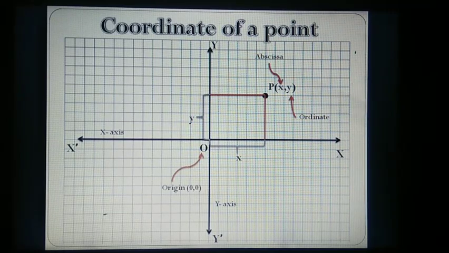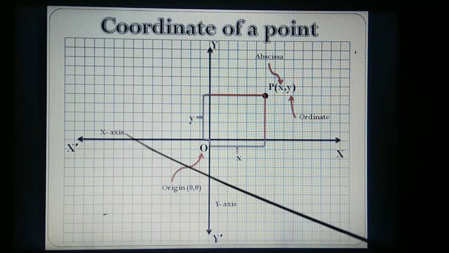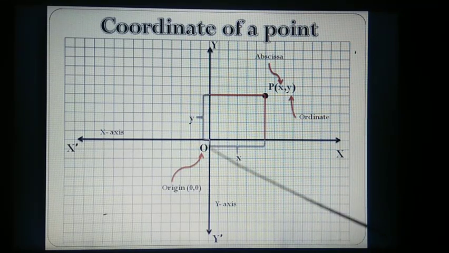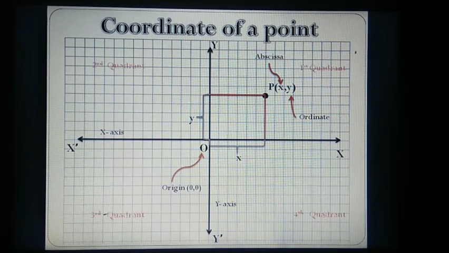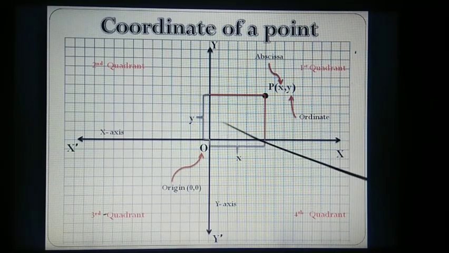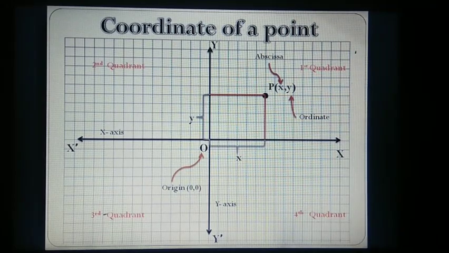Now as I said, this O is the origin, that is the point of intersection of the x-axis and y-axis, and the coordinate of the origin is always (0, 0). You need to remember this. Now whenever we draw one horizontal axis and one vertical axis, we get the first quadrant, second quadrant, third quadrant and fourth quadrant, right? So that's what we learned in the last video.